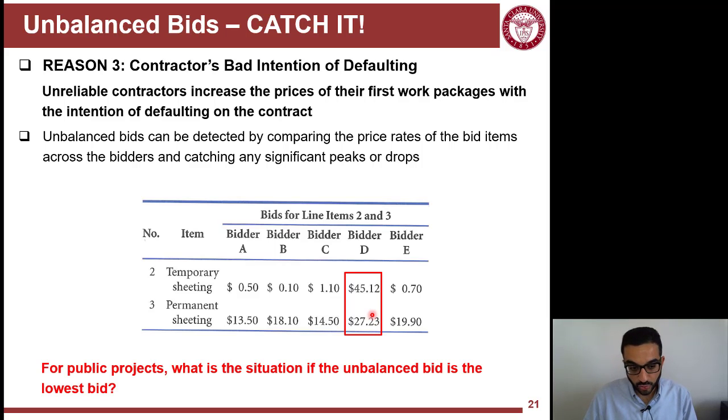So the question is, what would you do in public projects, especially when you're following the design-bid-build mandate and you have to pick the lowest bidder? What's the situation in this case? So how can you respond to that? So think about it. Maybe look online, search, do your own research here, and we'll discuss that in class.